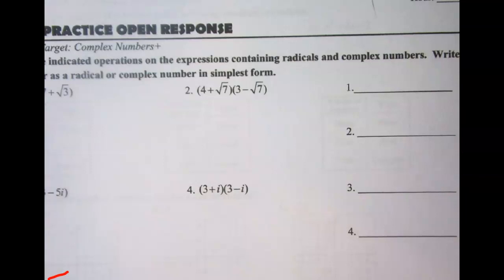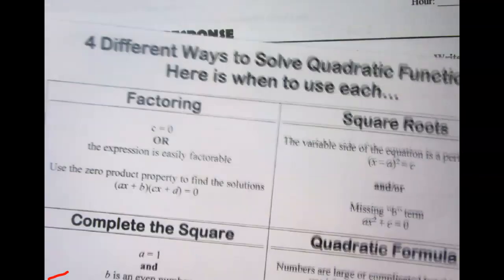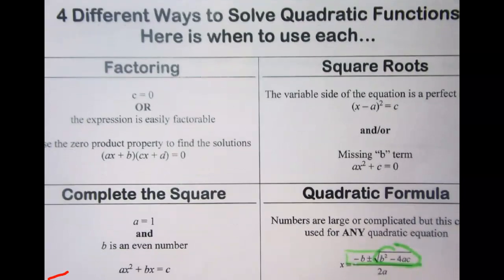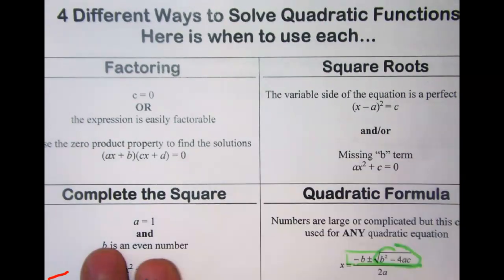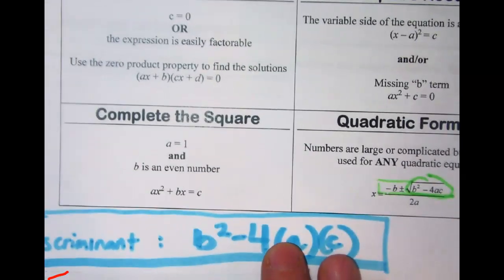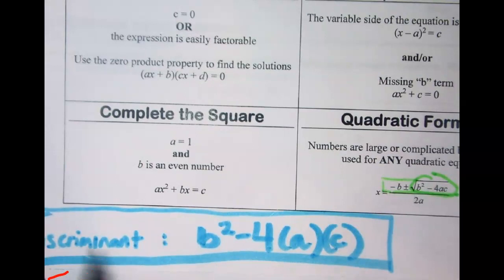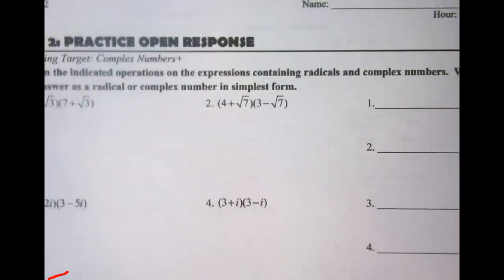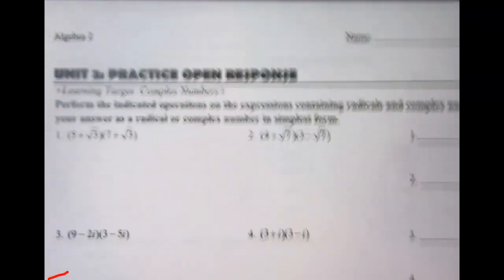We also gave you this little mini cheat sheet for your last quiz. So this is also a great note sheet to have out. It's got the 4 different types we focused on. But then we also had you guys talk about copying down the discriminant, which is part of the quadratic formula. And that will be on the back part of the open response. So this is also a very good sheet to have out to help you. So let's look at the very first one on our open response practice.